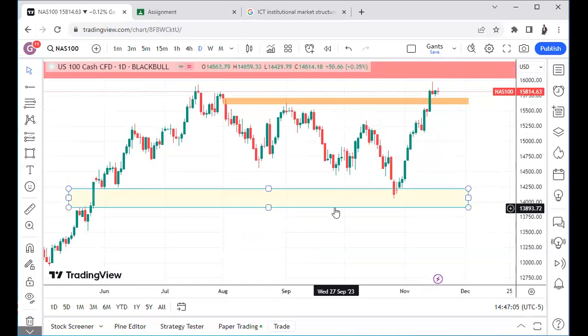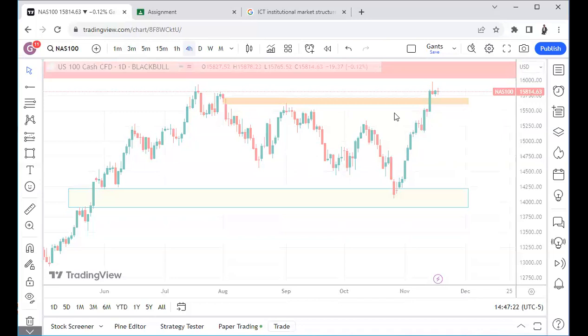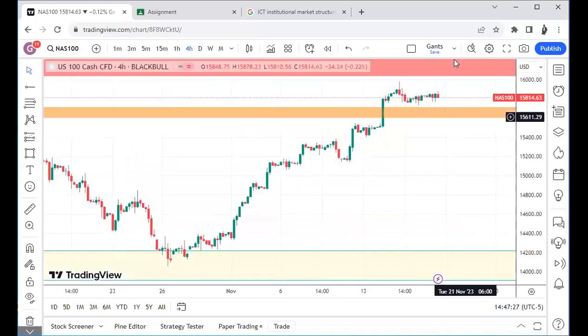Overall for the week, I am bearish, depending on how it trades Monday, Tuesday. I'm bearish for this asset, the NAS 100. But that area of inefficiency is a draw on liquidity for me, an upward movement before it goes lower.